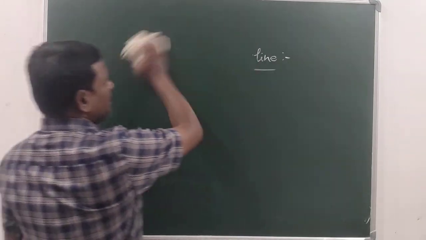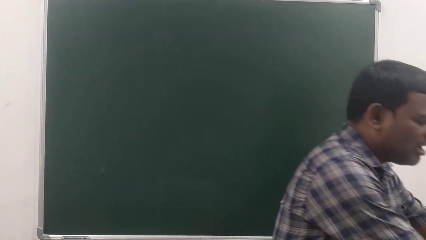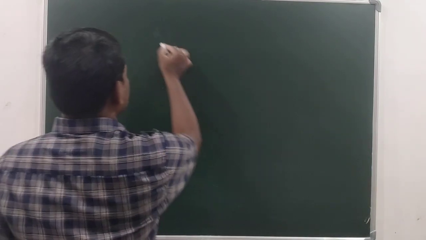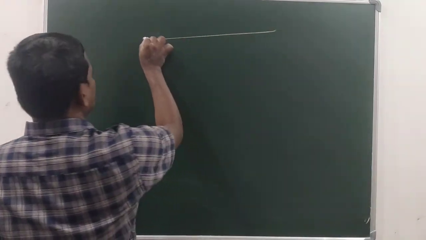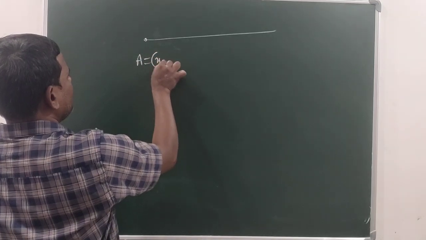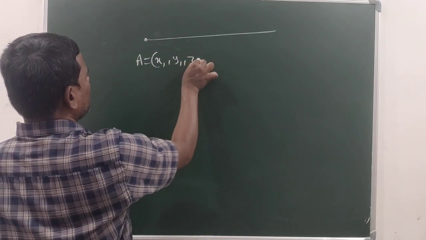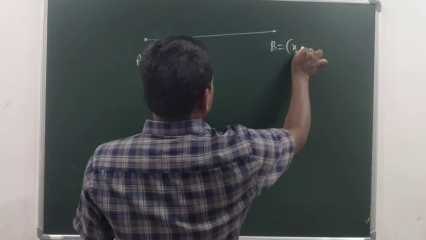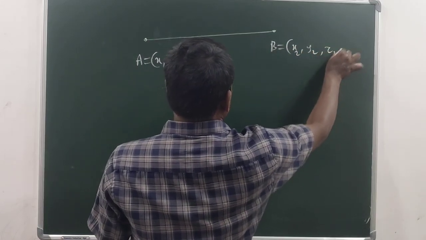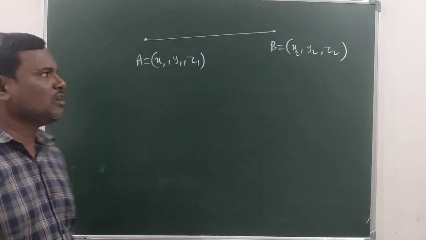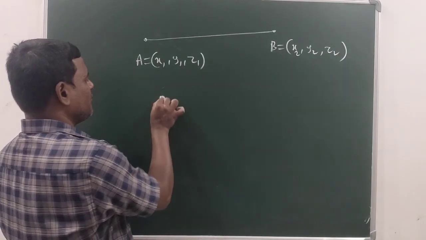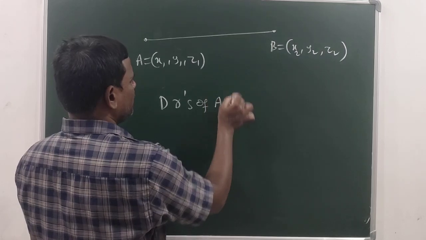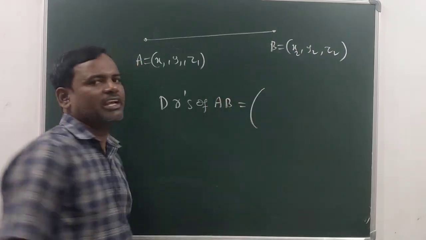And see here, there is a line. On the line, 2 points are given. A has coordinates x1 comma y1 comma z1, B has coordinates x2 comma y2 comma z2. Now find the DRs of AB. DRs of AB. Very easy, students.